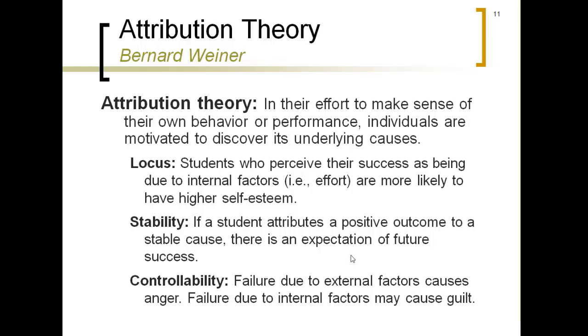Also, stability is basically referring to the idea, is this going to continue to happen? So if you make 100 on a test and you have a stable attribution, you're thinking to yourself, yeah, I'm going to continue to ace these tests. If you have an unstable attribution, you might say, well, I'm glad I made a good grade that time, but there's no telling what will happen next time. So this is your understanding of whether you will continue to have the same outcome or not.